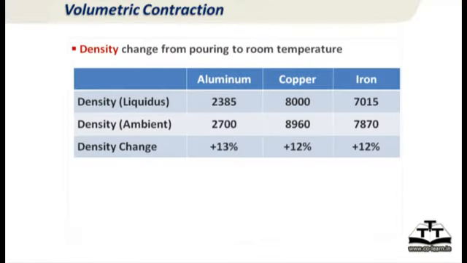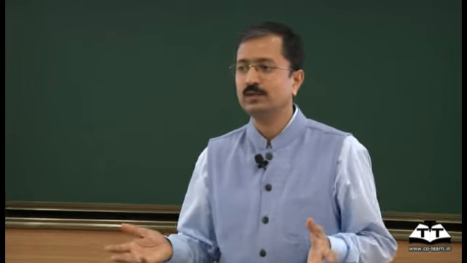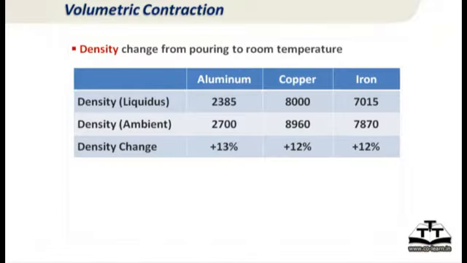First thing, let us look at simple physics again. If we look at the three metals, iron, aluminum and copper, the liquidus density value is known, the solidus density value is known, and the percentage density change is 12-13%. Now density is increasing from liquid to solid, which means volume is reducing correspondingly because mass is constant. Mass is density into volume. It is increasing by 12% means volume is reducing by 12%. A 12% reduction in volume is not a small amount, it is a big amount.